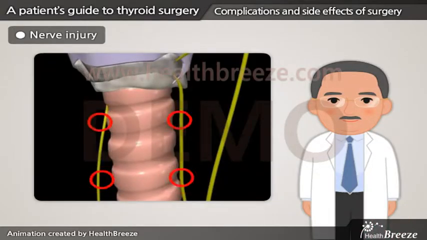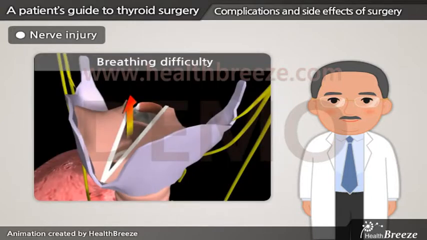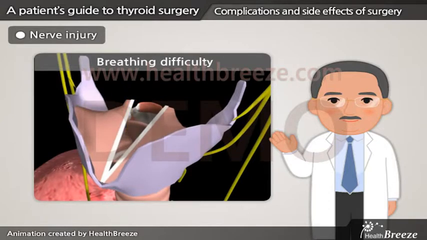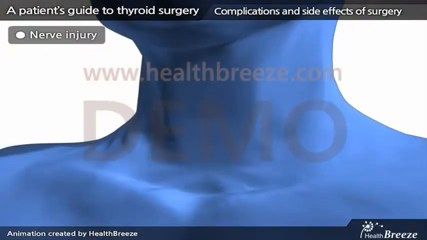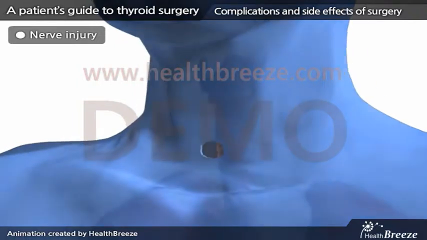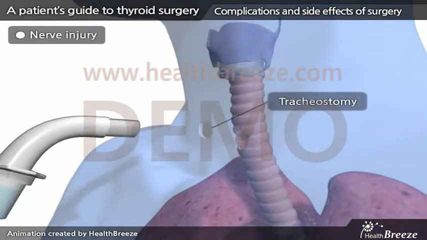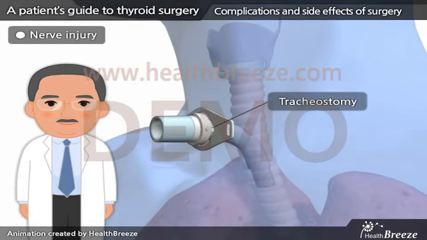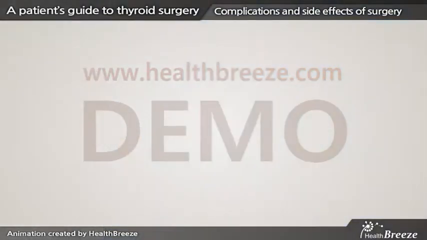In case of simultaneous left and right nerve injuries, the patient may experience breathing difficulty due to the lack of normal vocal cord movements for breathing. In such cases, a separate procedure known as tracheostomy may be required to gain direct access to the airway by inserting a breathing tube directly in the trachea. This temporary access will be discontinued once the transient nerve injury recovers.